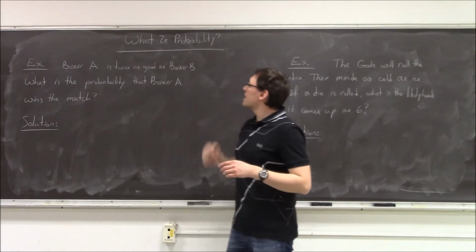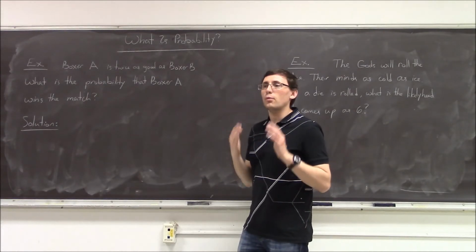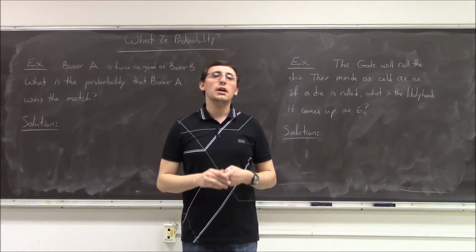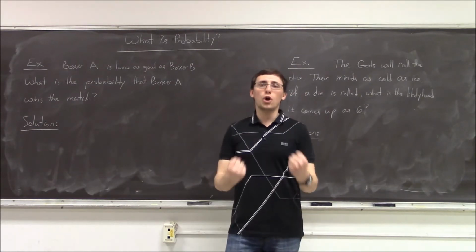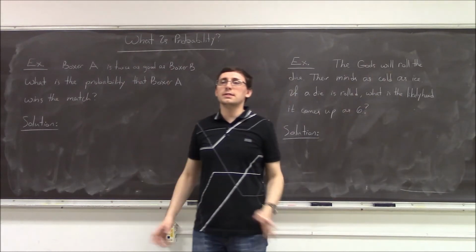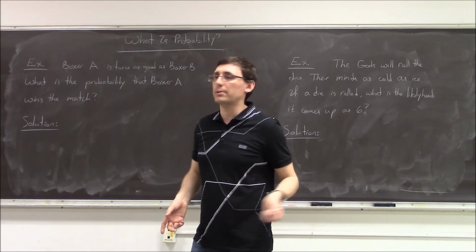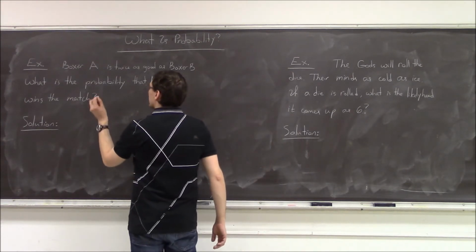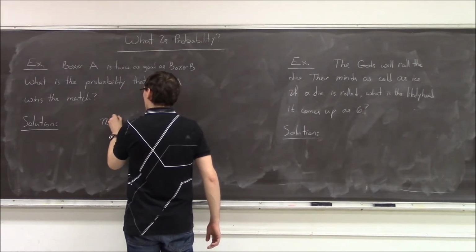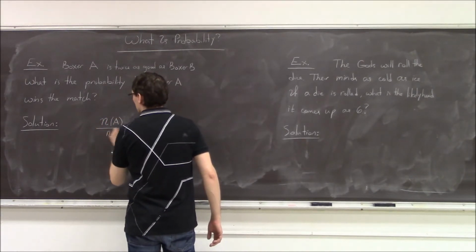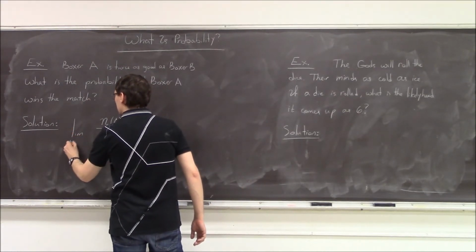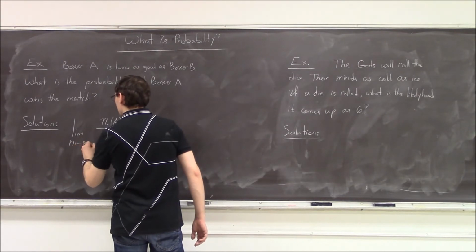When you say boxer A is twice as good as boxer B, what you mean perhaps is that given enough opportunity, boxer A will show his superiority over boxer B. So what you imagine is infinitely many matches are being played, and we consider the number of times boxer A wins divided by total number of matches, and we take the limit as n goes to infinity.